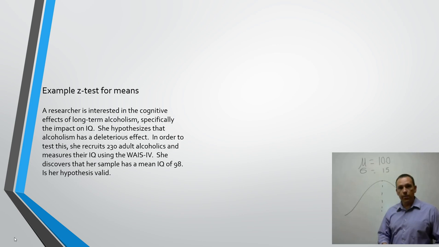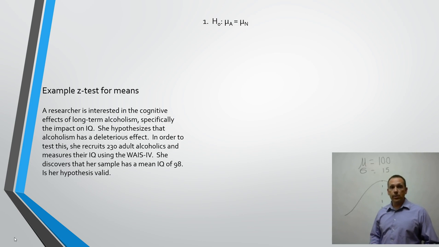So let's start with step one. Let's identify the different hypotheses that we can possibly have here. So the first hypothesis, the H naught, is our null hypothesis, which says there is no effect. In essence, the IQ for a population of alcoholics is identical or equal to, roughly, the IQ of non-alcoholics.